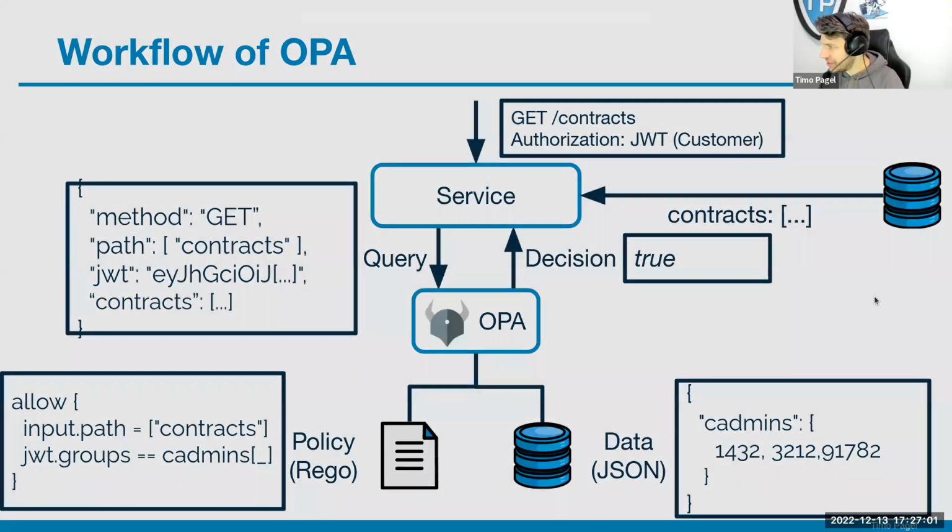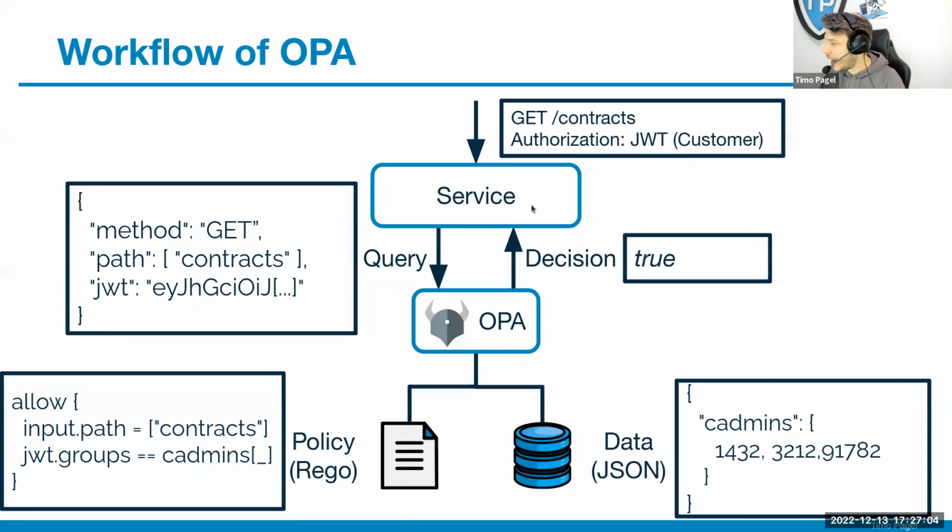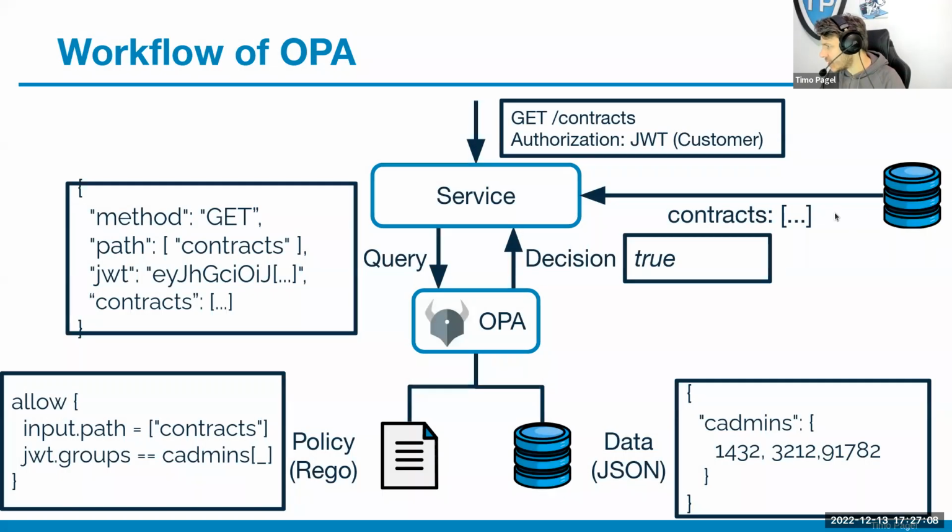Okay, let us continue with this example here. Maybe the service beforehand fetches some other information from a database or from whatever, and you can enrich the query with that data so that you have more data on which you can perform the policy decision.